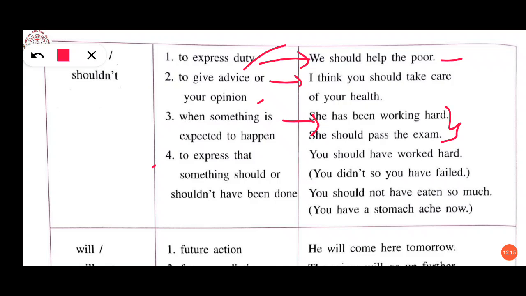Fourth one, to express that something should or shouldn't have been done. Like, you should have worked hard, you didn't, so you have failed. And you should not have eaten so much, you have a stomach ache now. It means if you should have worked hard, you didn't, so you have failed. And second, for shouldn't: you should not have eaten so much, you have a stomach ache now.